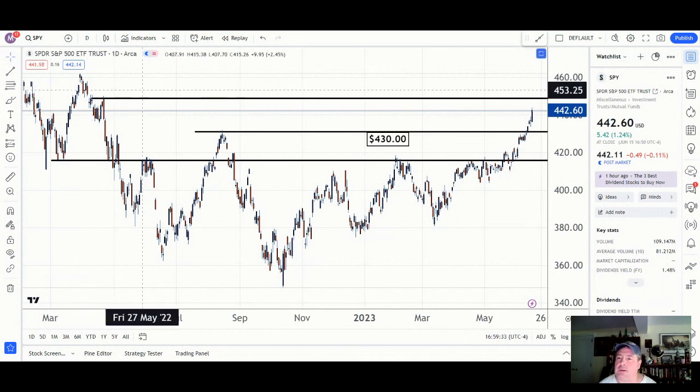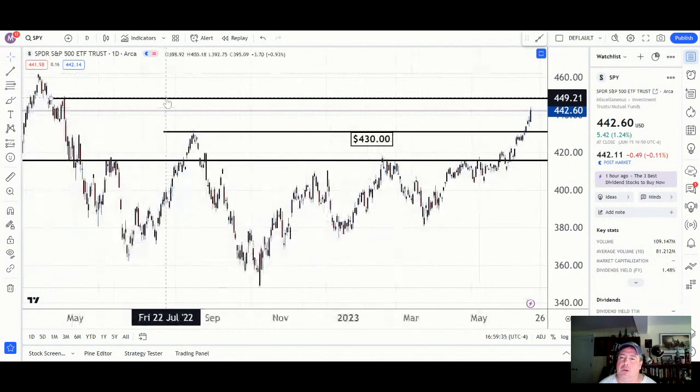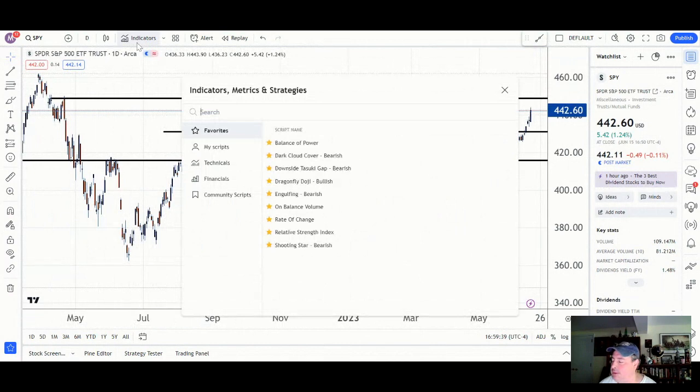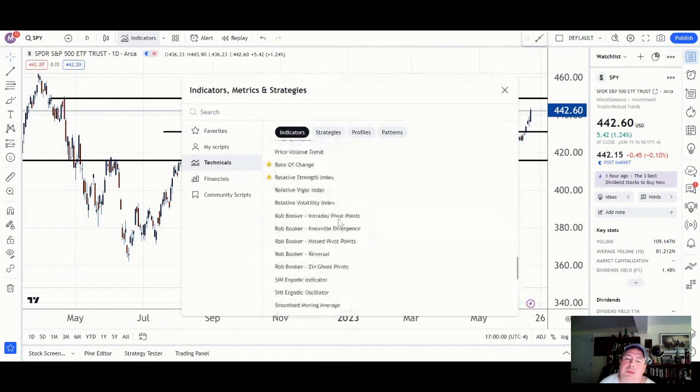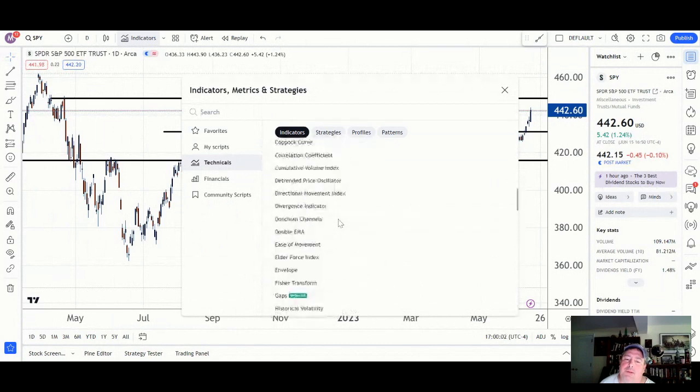So I'm just going to start here with the S&P, and I'm going to click on this indicators thing here. And this is going to show you these different things. This is TradingView, which I use. It's pretty good, relatively well priced. And I'm going to look at technicals. Now, see all these technicals here? There's, gosh, I don't know, 100 of them. The vast majority of these are probably different ways of measuring momentum.